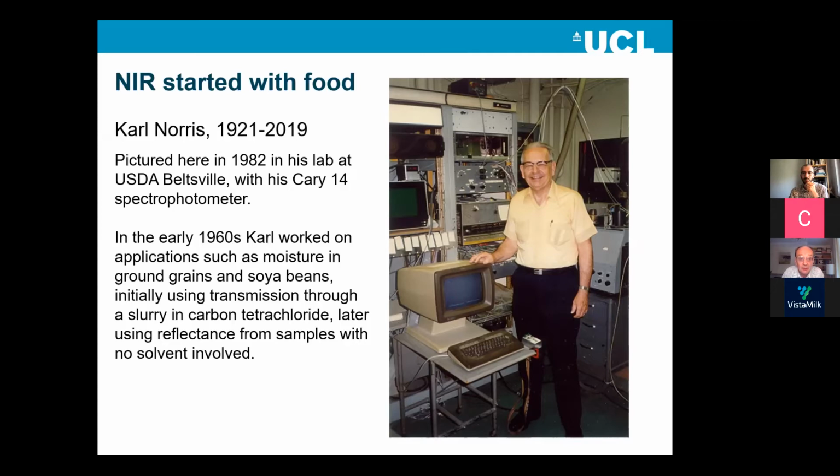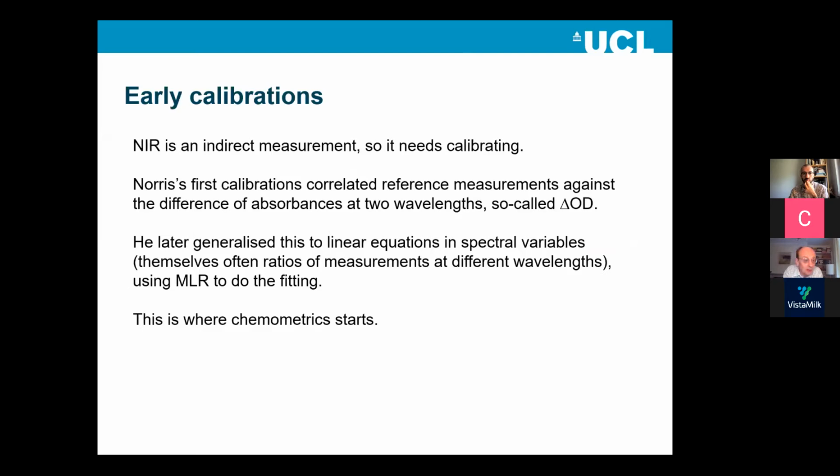So he developed calibrations early on for moisture, protein, oil in things like grains and soybeans, and that's where it started in Washington in the 1960s. And he had to calibrate because NIR is an indirect measurement. We'd like to measure the amount of water that's in our ground wheat. And what we're actually measuring is the absorbance of energy by OH bonds, hydrogen oxygen bonds, in the water in the wheat. And so you need to calibrate.